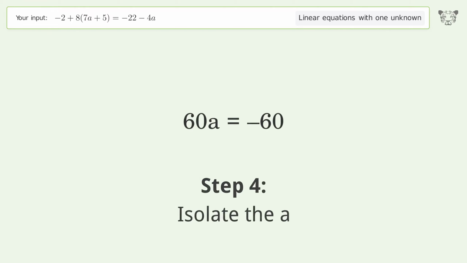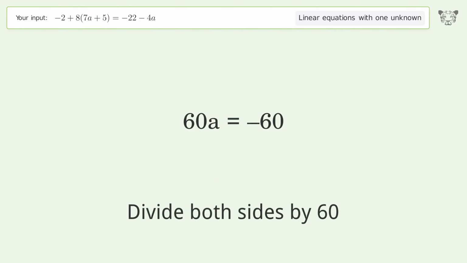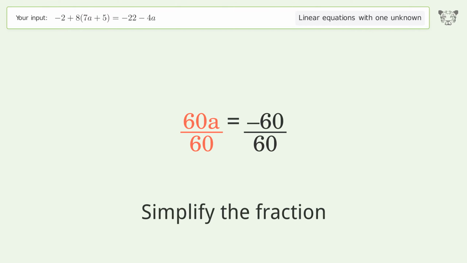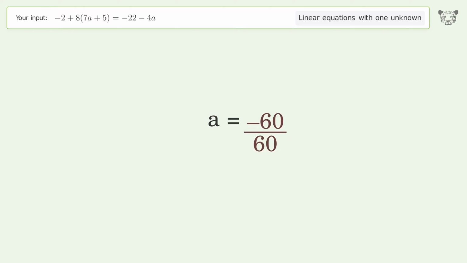Isolate the a. Divide both sides by 60. Simplify the fraction. And so the final result is a equals -1.